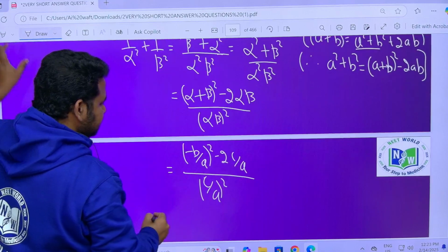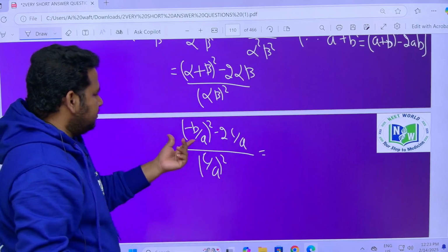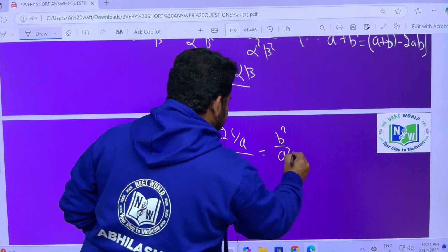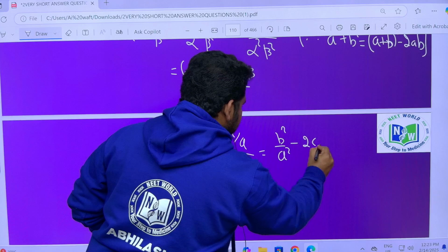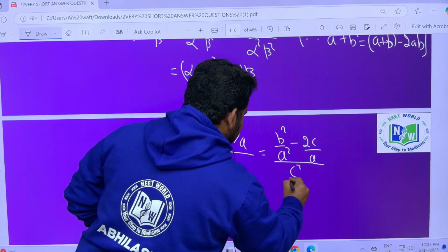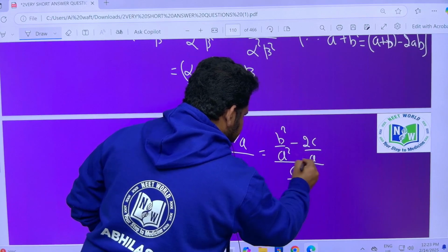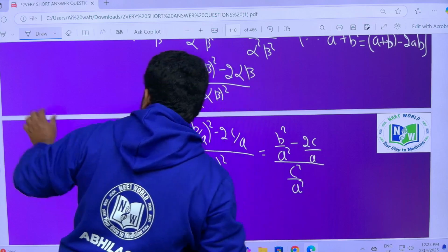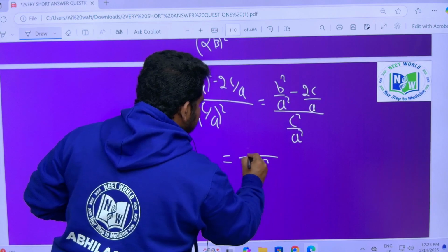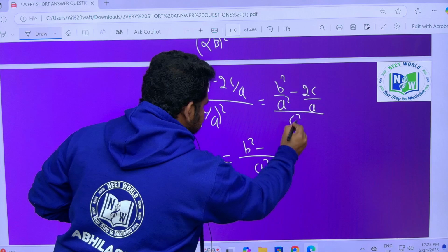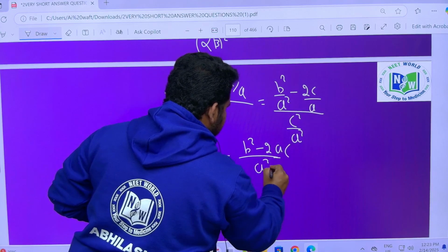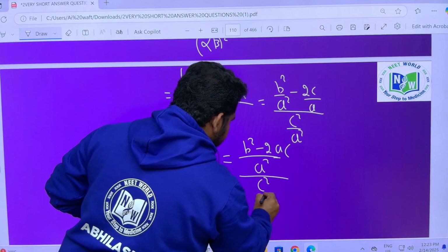If we simplify this further, minus b by a whole square will become b square by a square, minus 2c by a, divided by c square by a square. Here if I take the LCM, it will be a square. So this will be b square minus 2ac, as a cancels, one a will be left. So this will become b square minus 2ac by c square a square.